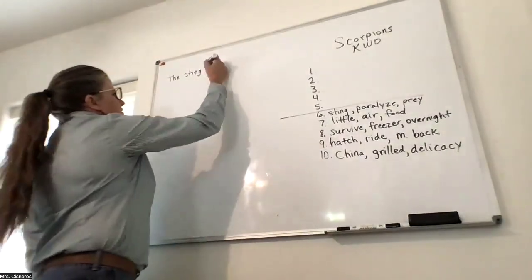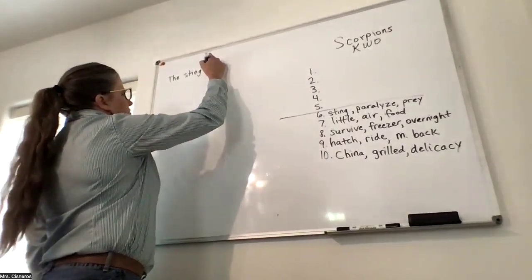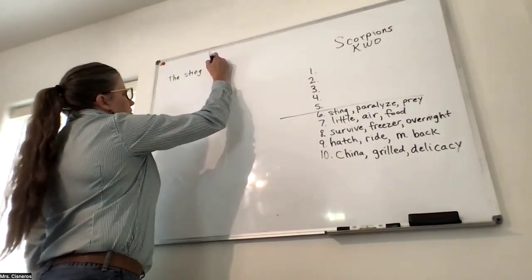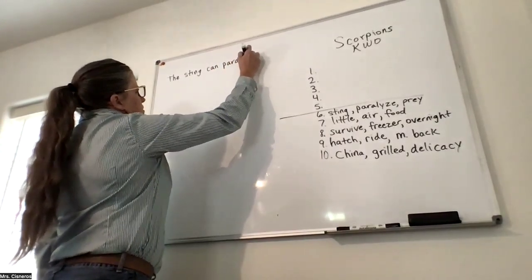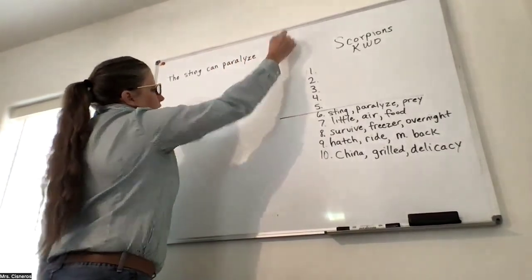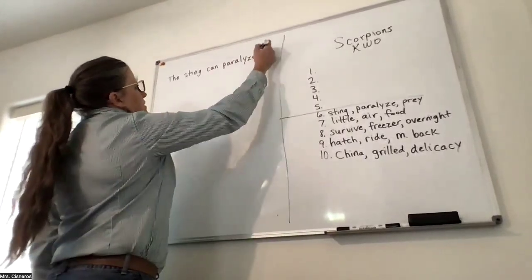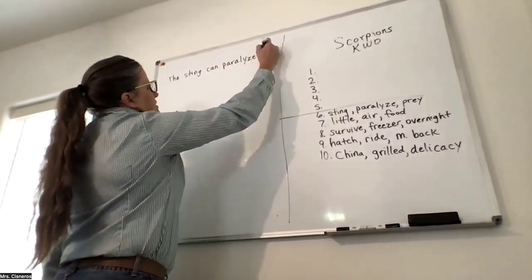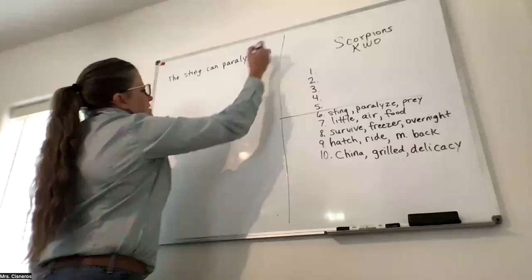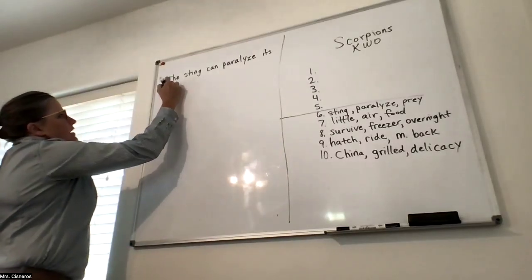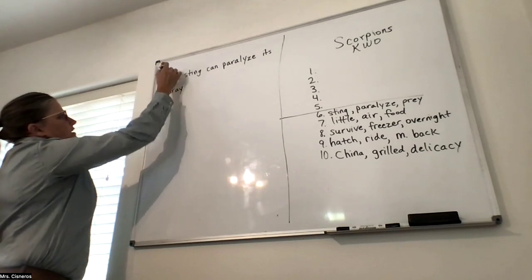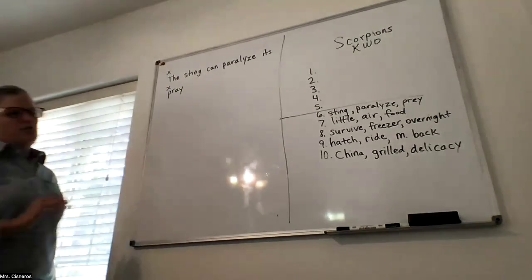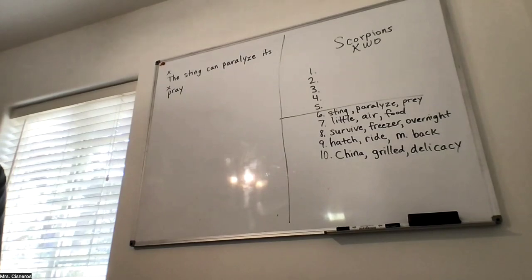Delilah just disappeared. She went to the bathroom. It's okay. The sting can paralyze. Now you put your sentence. You don't have to copy mine, okay? I'm just putting an example here. Can paralyze its prey. Now make sure you guys are skipping lines here. Okay, so wherever you have that little X, don't write on that line.